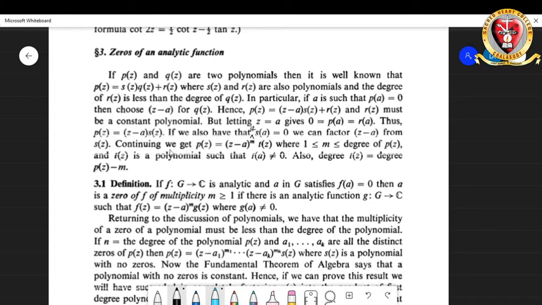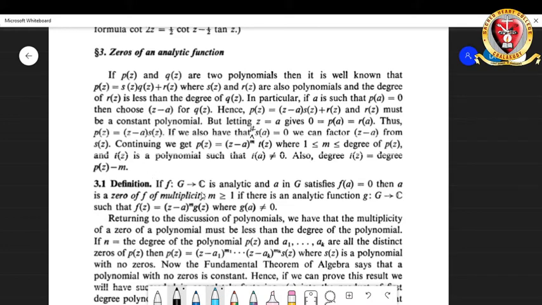So after doing this process for a while, you get p of z is equal to z minus a the whole raised to m into some polynomial t of z, where this m is a value between 1 and the degree of p of z, and t of z is a polynomial such that t of a is not equal to 0. That is, no more linear factors can be taken out of this t of z. Also, the degree of t of z will be equal to the degree of p of z minus this m.